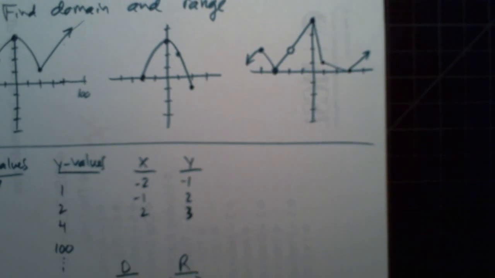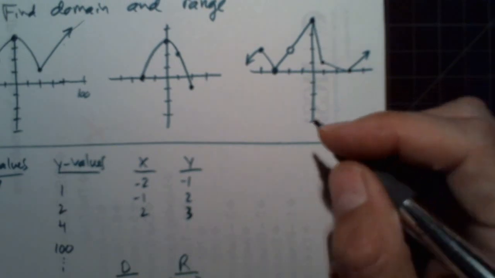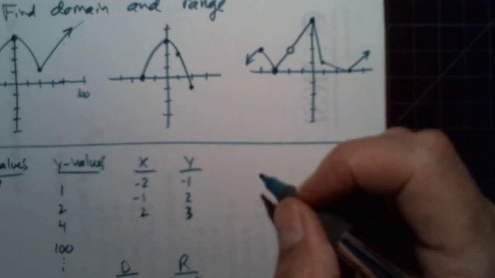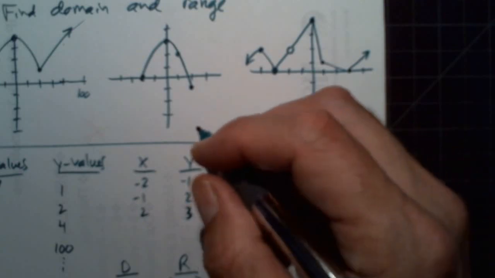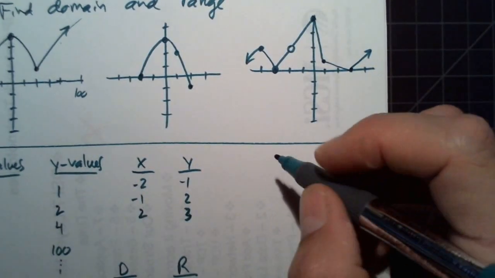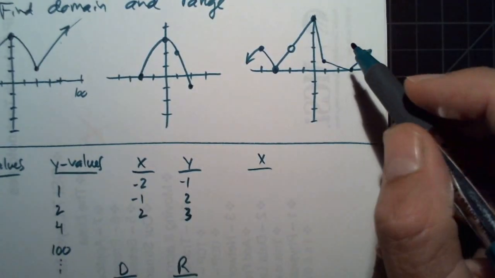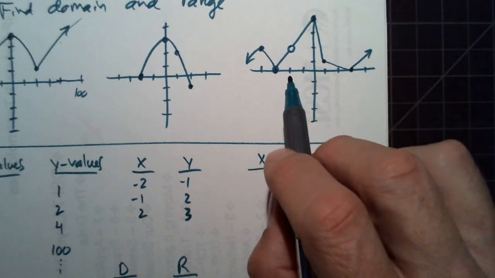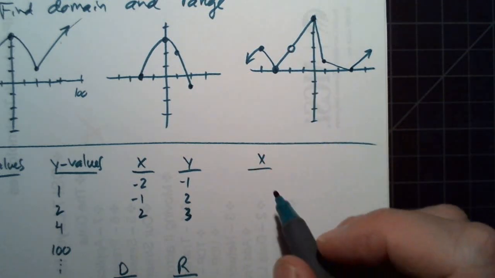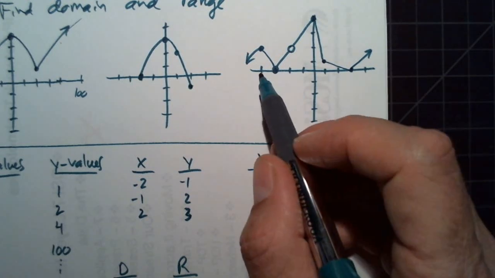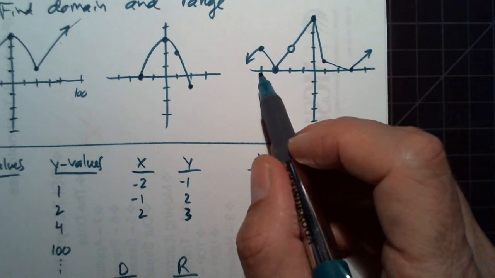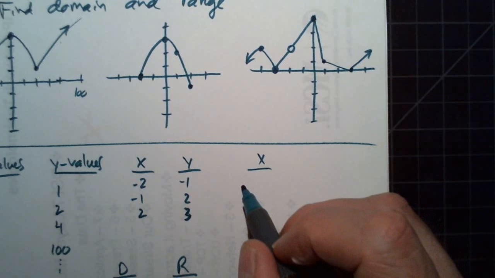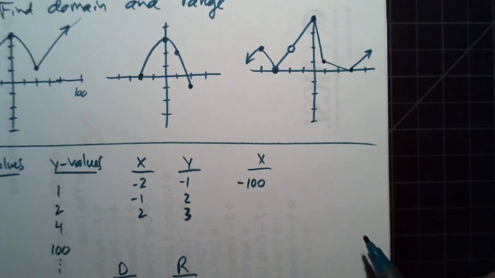All right, and the next one. We have x values. So we start looking at -1, yes, -2's, no. How about 1, 2, 3, 4? -4, yes. What about -100? Does that have a point on the graph?